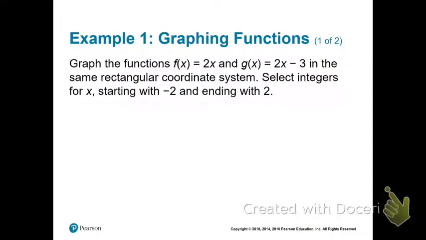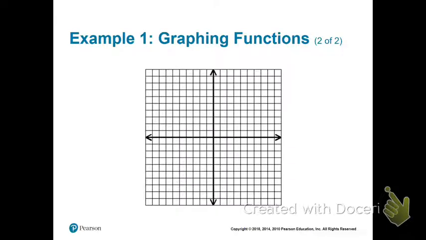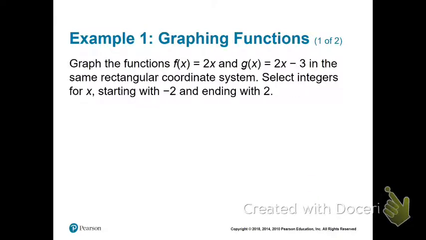So example 1 says we're going to graph the functions f of x equals 2x and g of x equals 2x minus 3 in the same rectangular coordinate system, selecting integers for x starting with -2 and ending with +2. Alright, so the first thing I'm going to do here is build a table.